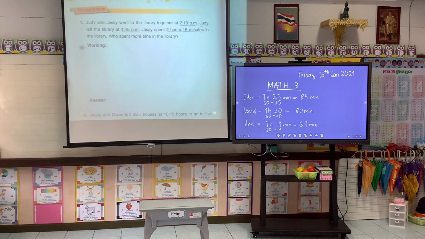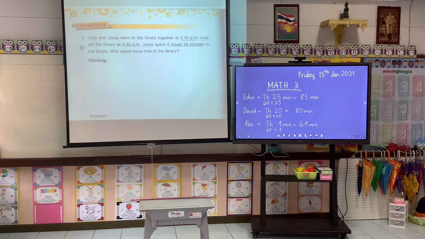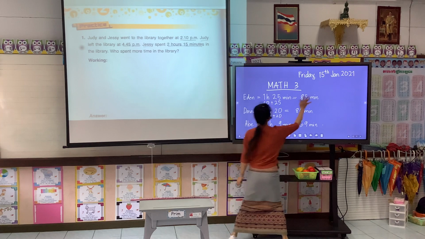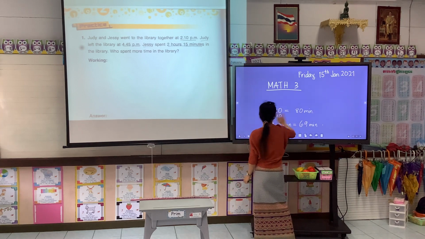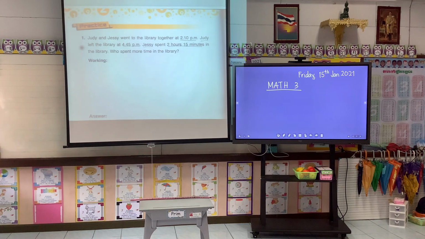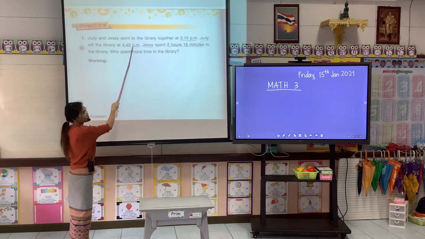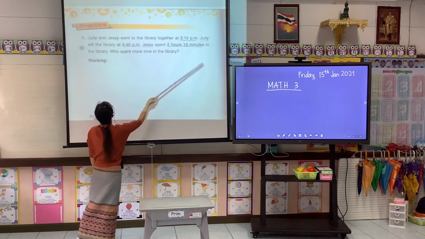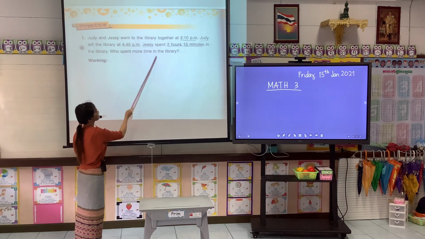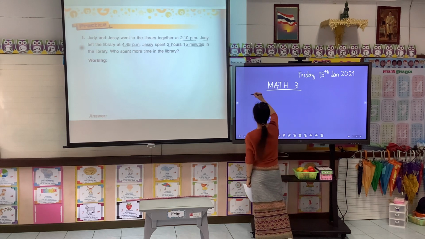Okay. So let's take this example using page 130. Let me erase this. Okay, let us read. Judy and Jesse went to the library together at 2:10 p.m. Judy left the library at 4:45 p.m. Jesse spent 2 hours 15 minutes in the library. Who spent more time in the library? More time or longer. Okay? So let's do our working.